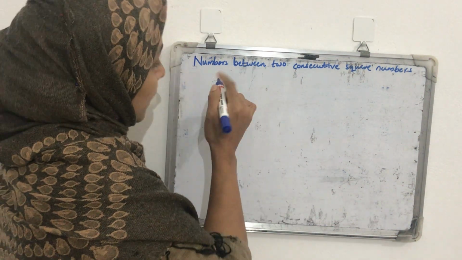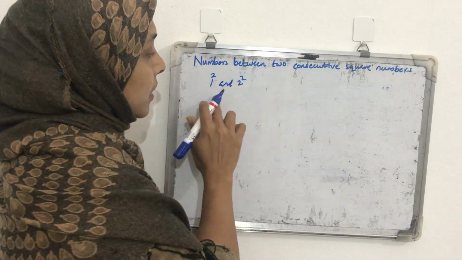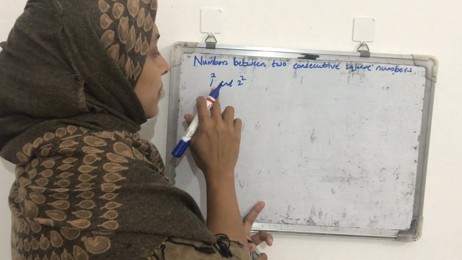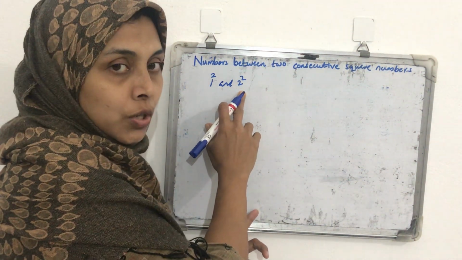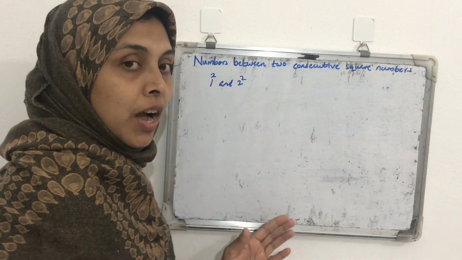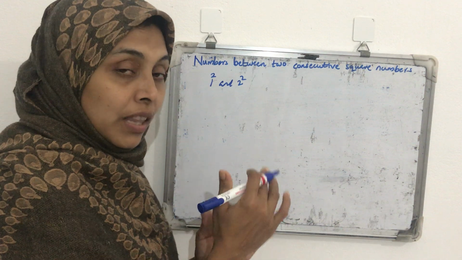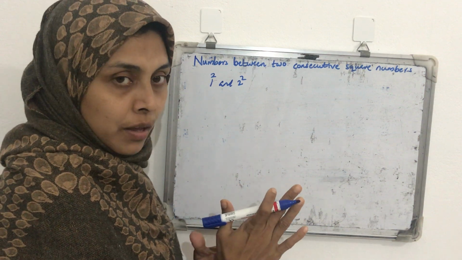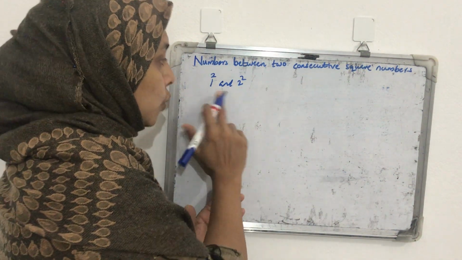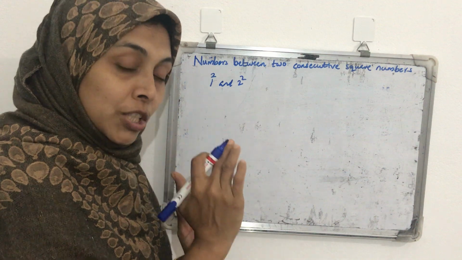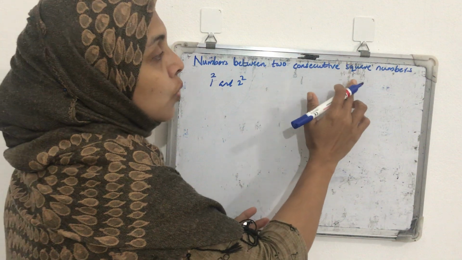So first, between 1 square and 2 square. These are two consecutive square numbers. 1 square we know is 1 and 2 square is 4. So in between 1 and 4, how many numbers are there? Those numbers will be non-perfect square numbers, they will not be square numbers. So we are finding how many there are between two consecutive square numbers.